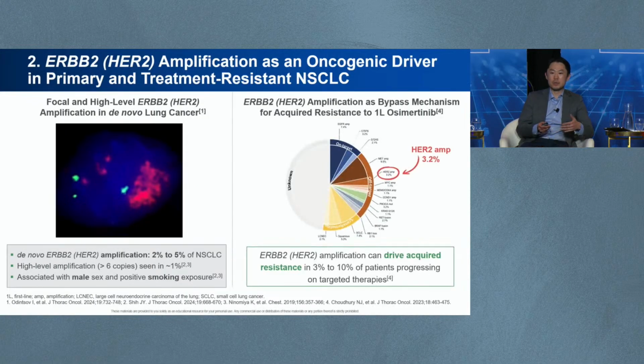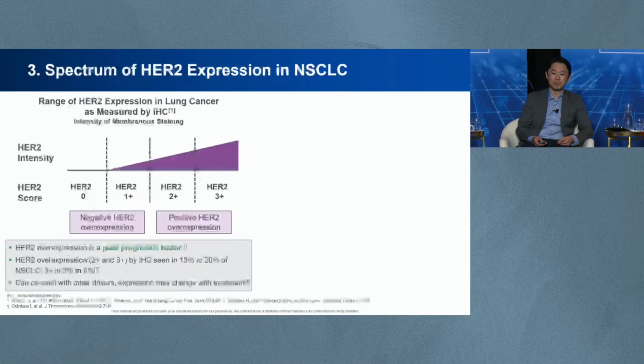And then in addition to being a de novo driver, HER2 amplification can also serve as a bypass mechanism for acquired resistance to different types of targeted therapies like osimertinib, where it can be seen in around 3 to 10% of patients progressing on targeted therapies.